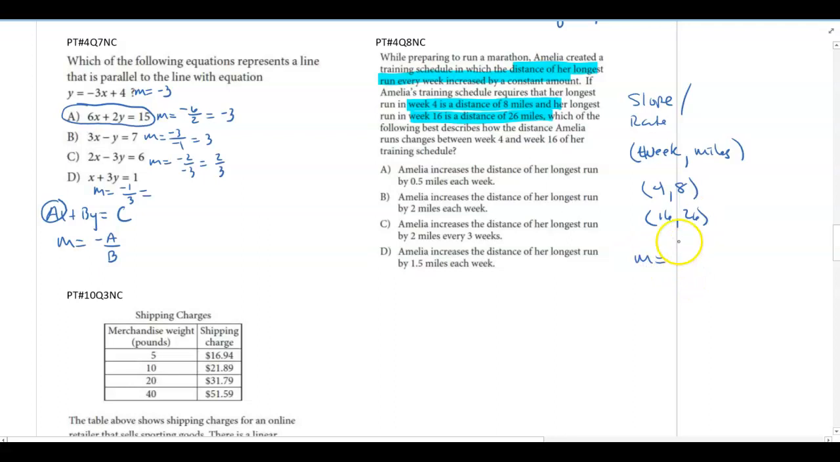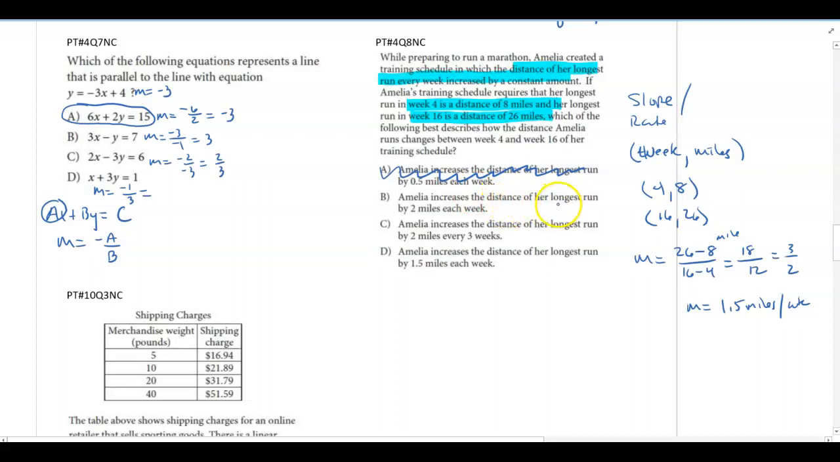So my slope or rate of change, 26 minus 8 over 16 minus 4 would give me 18 over 12. And if you divide this, or reduce it, it's 3 halves, or 3 over 2, which is 1.5. Our numerator represented miles per week. So right away when I read each of these, Amelia increases the distance of her longest run 0.5 miles per week. Nope. She went up 1.5 miles a week, so that doesn't match up.